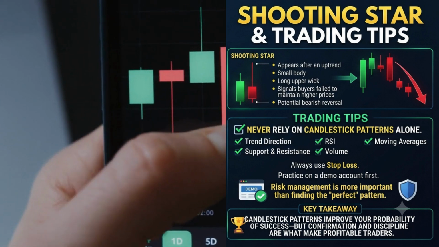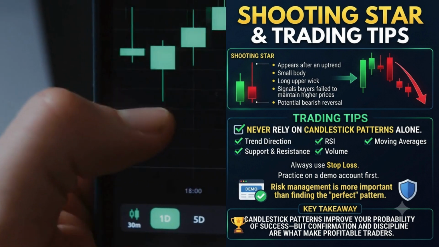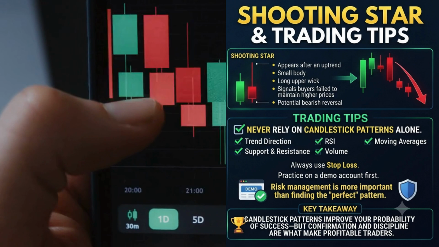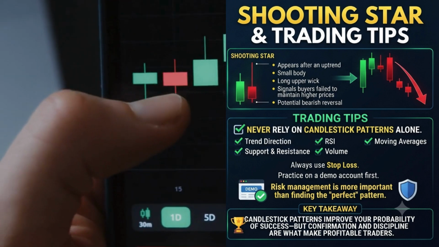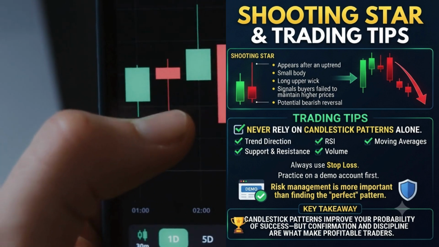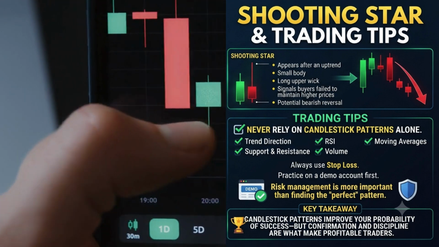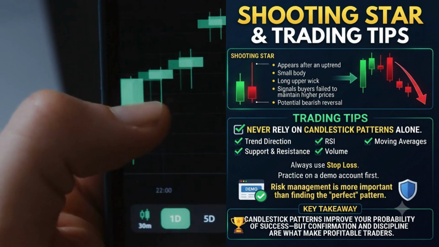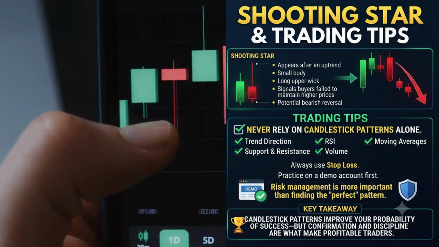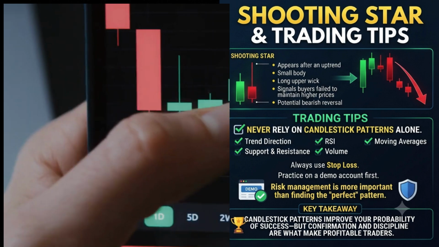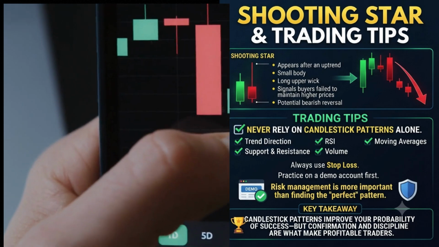Learning candlestick patterns takes practice. Open a demo account, study historical charts, and challenge yourself to identify these patterns every day. The more charts you analyze, the faster you'll recognize them in real time. Eventually, spotting candlestick patterns will become second nature, allowing you to make faster and more confident trading decisions.